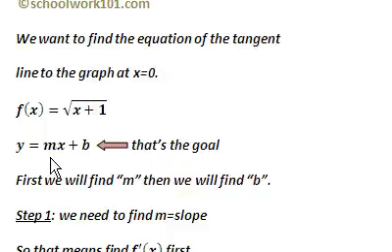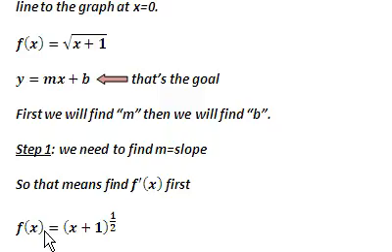And once we find the slope, which is m, then we're going to want to find b. So this is going to be the goal right here. We want to find y is equal to mx plus b. But first we got to find m. And to find m, that means we need to first find f prime.